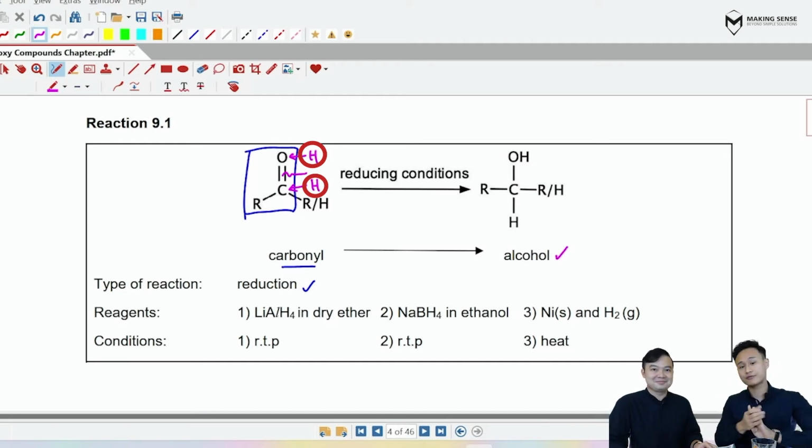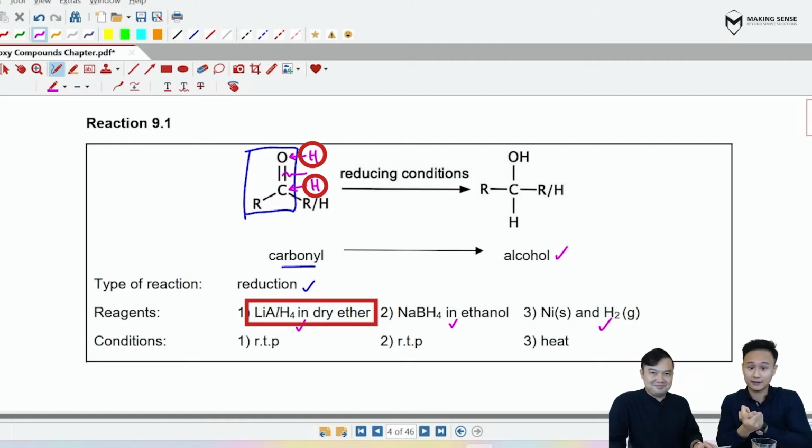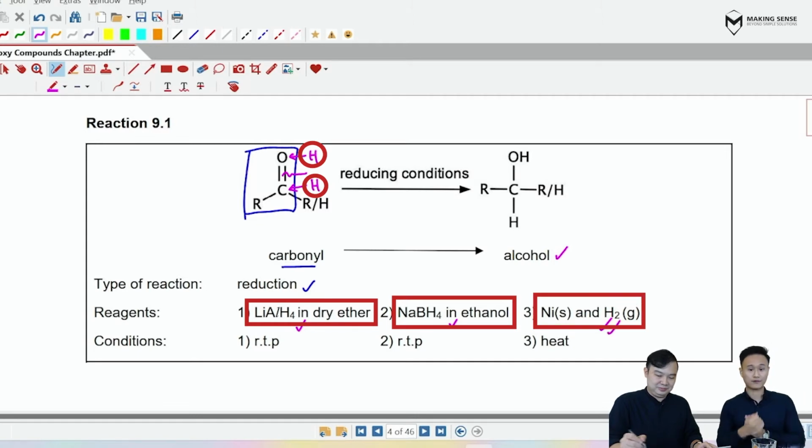Now, there are three reducing agents that you have learned or that you will learn. The first is lithium aluminum hydride in dry ether. The second one, sodium borohydride in ethanol. Now, these two are very new, so it's okay. The last one you've seen before in alkenes. It is H2 with nickel catalyst.